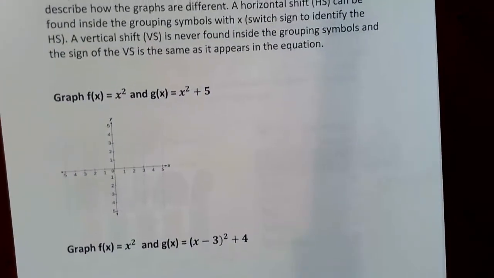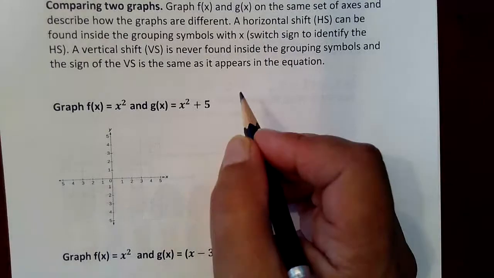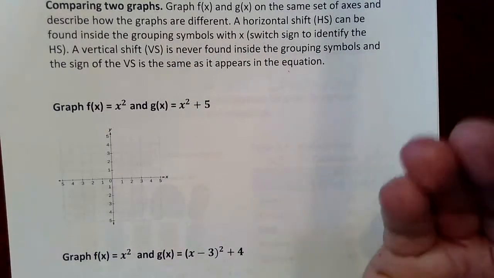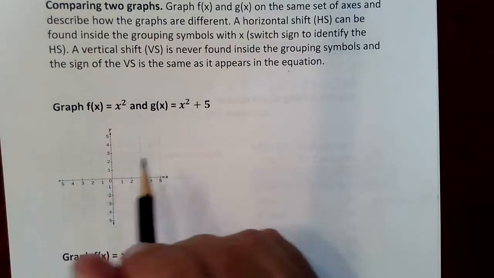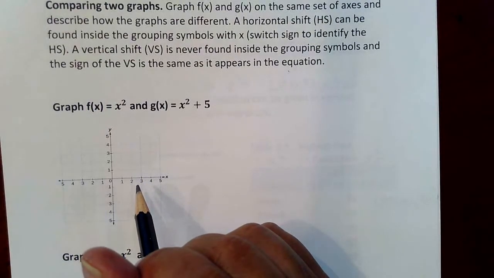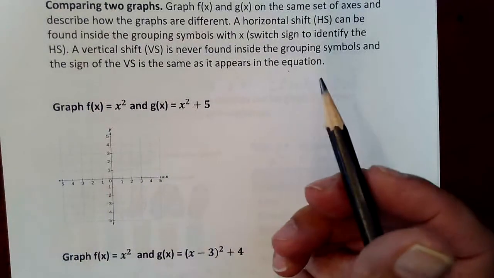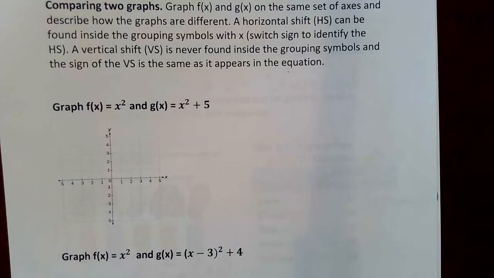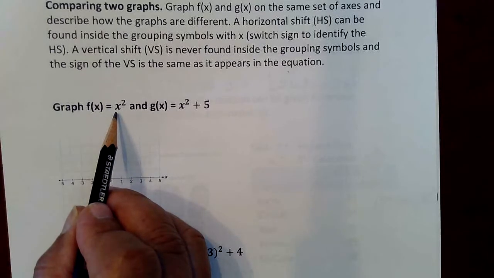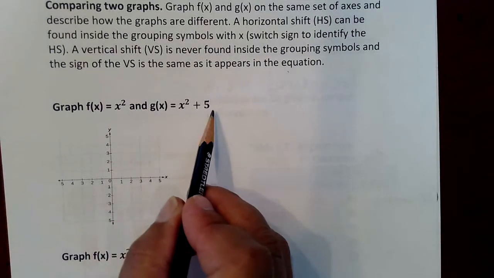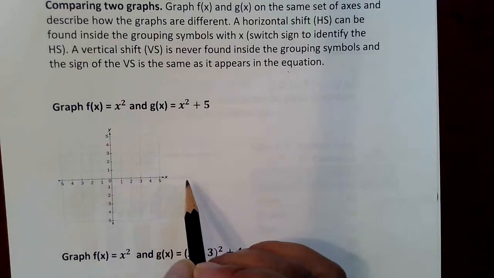Moving to the next page, we're comparing two graphs, so we're going to be placing two graphs. You can do these by hand or by graphing calculator. And we're going to be looking at and describing what kind of shift is happening with respect to these two functions when we compare them. So I want you to understand the difference between what you're being shown here. This is just going to be the same shape as this. Notice that f of x is x squared, and g of x also has x squared in it. This just has an additional 5 that's being added.